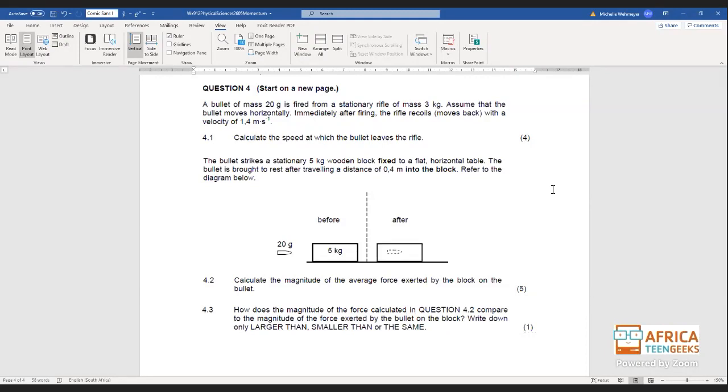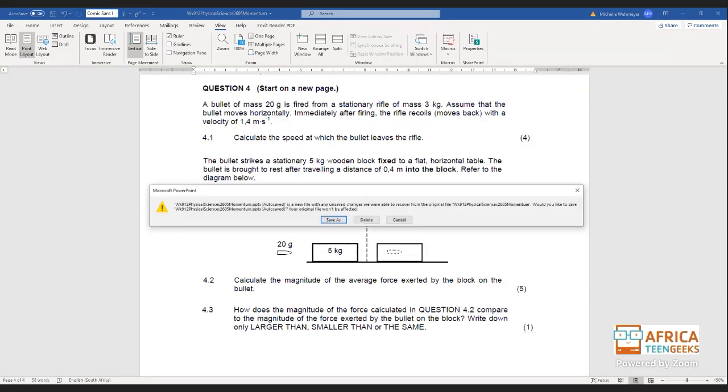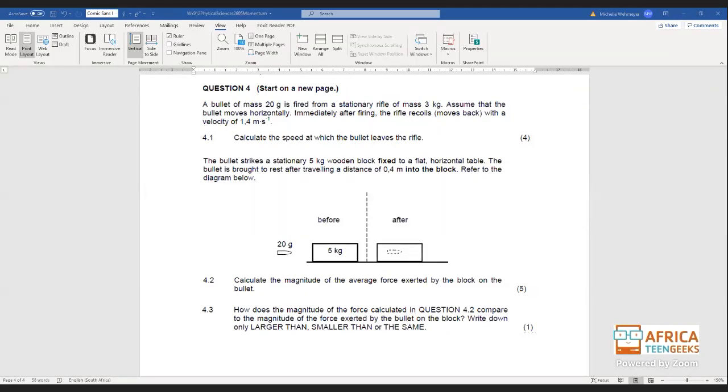Okay, so that brings us to the end of momentum. Hopefully by now you are fine with momentum, you understand it. And are there any questions about momentum? No? Yes? Okay, cool.